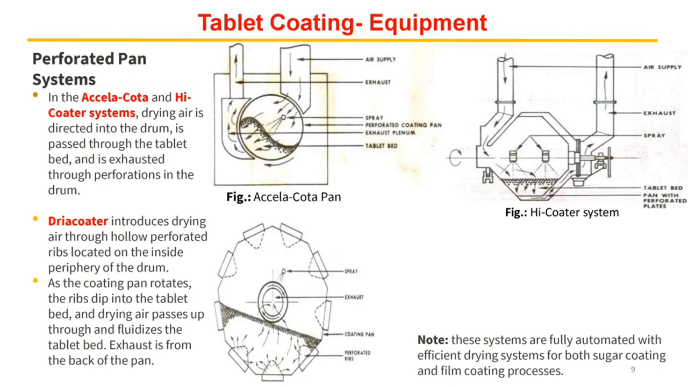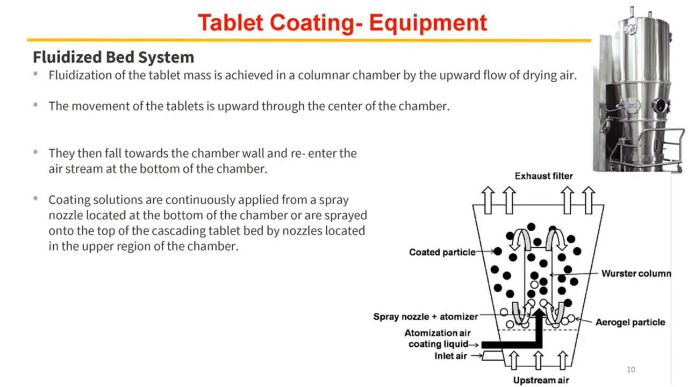Tablet coating equipment: Fluidized bed system. Fluidization of the tablet mass is achieved in a columnar chamber by the upward flow of drying air. The movement of the tablets is upward through the center of the chamber. They then fall towards the chamber wall and re-enter the airstream at the bottom of the chamber. Coating solutions are continuously applied from a spray nozzle located at the bottom of the chamber or are sprayed onto the top of the cascading tablet bed by nozzles located in the upper region of the chamber.